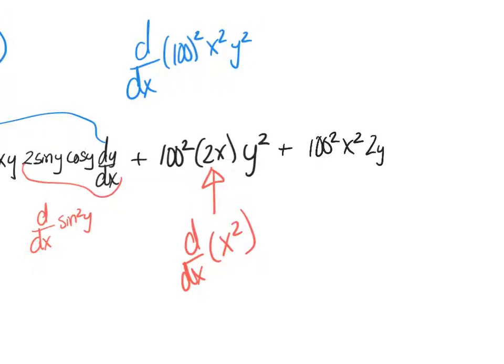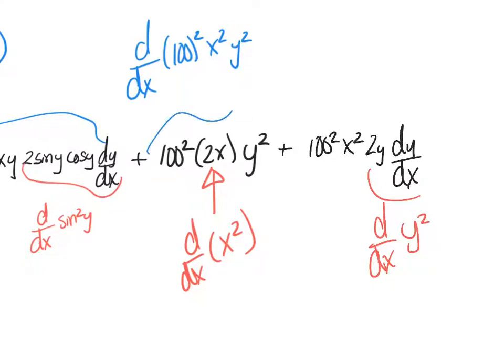2y dy dx. And I don't care if you use y prime. I don't, because I lose it. I forget my primes and they look weird. And this is the derivative with respect to x of y squared. So these two terms are the derivative with respect to x of 100 squared x squared y squared. Are we cool? All right.